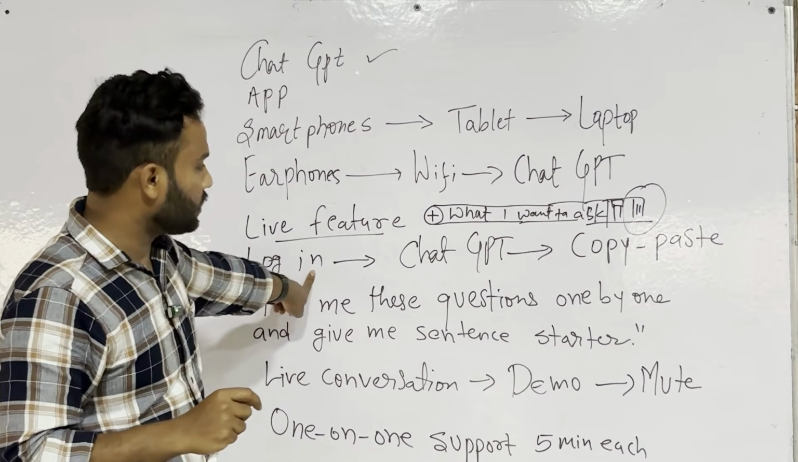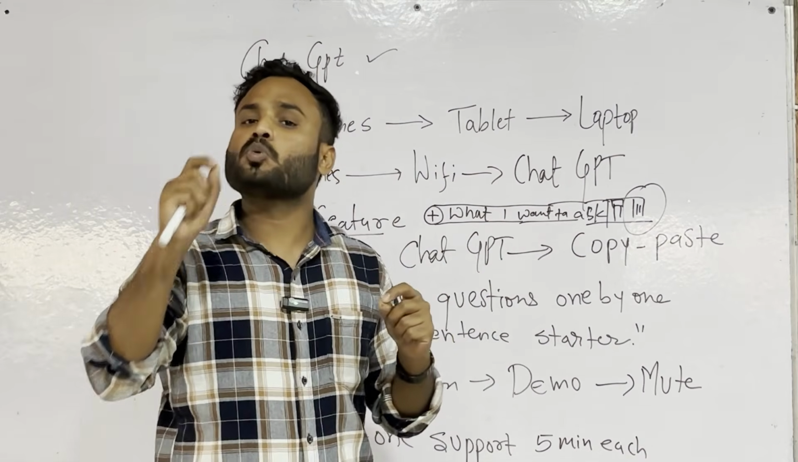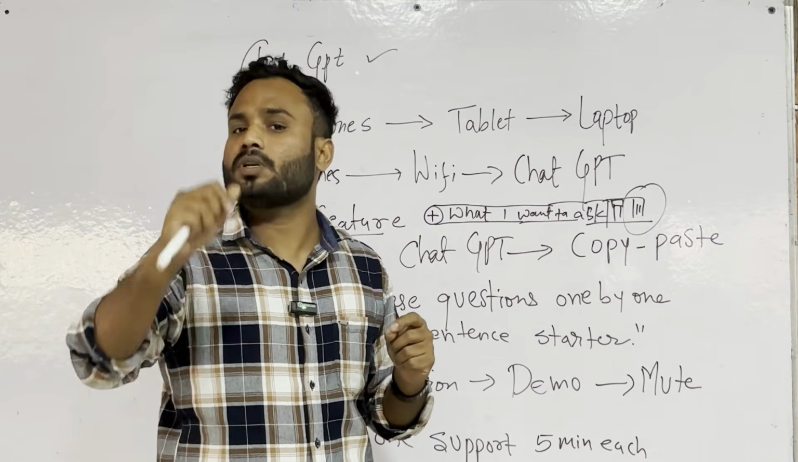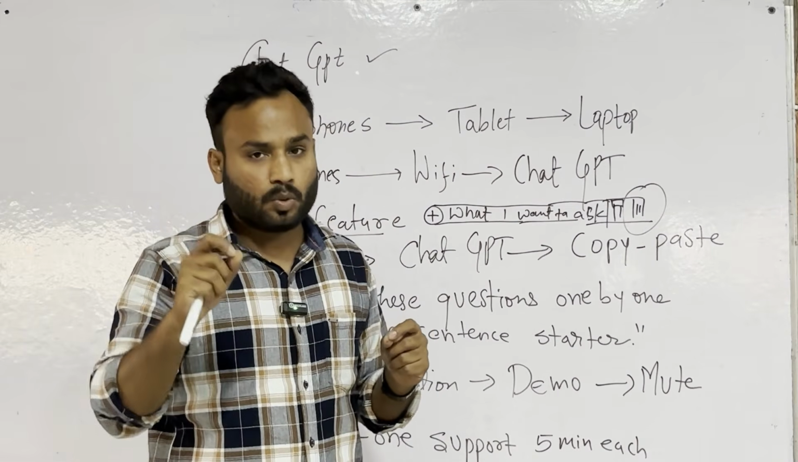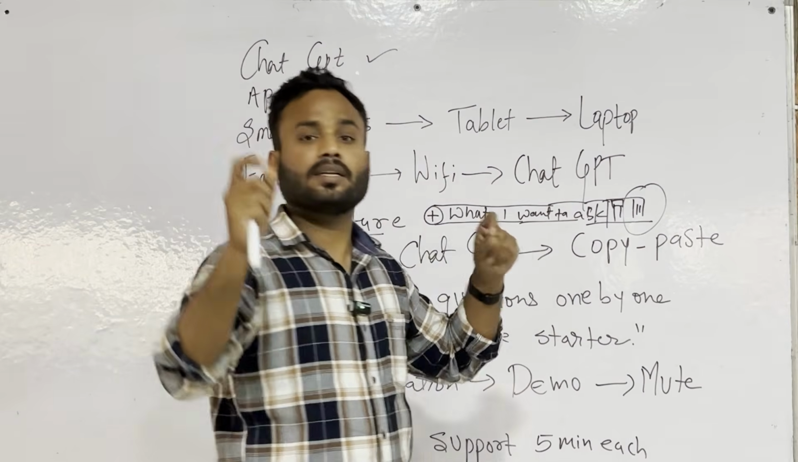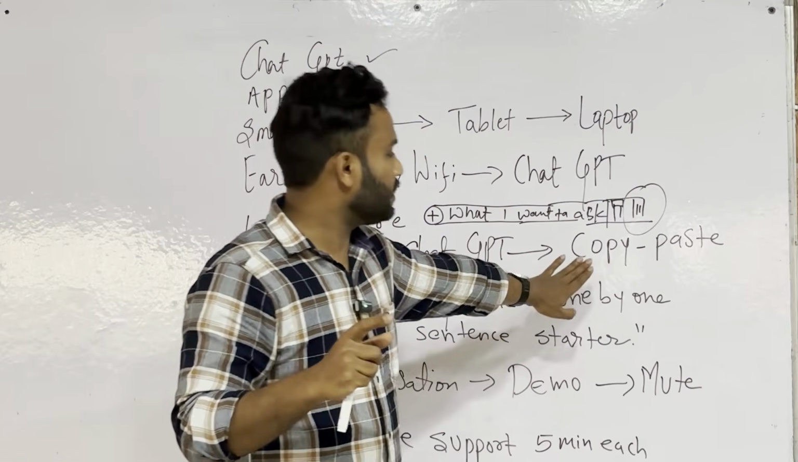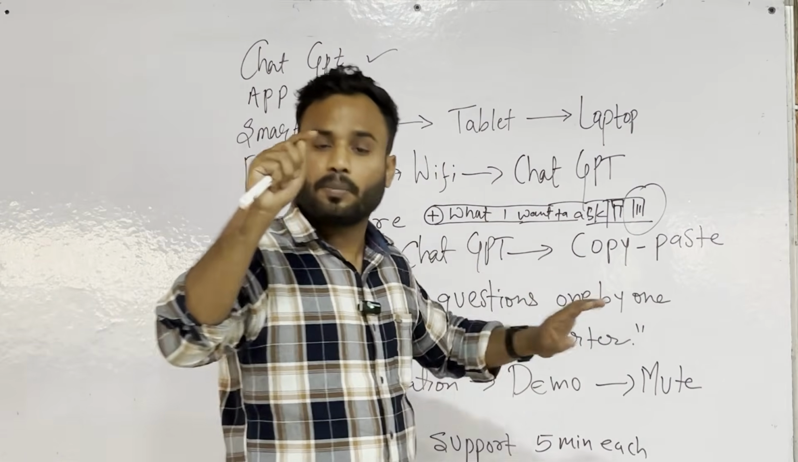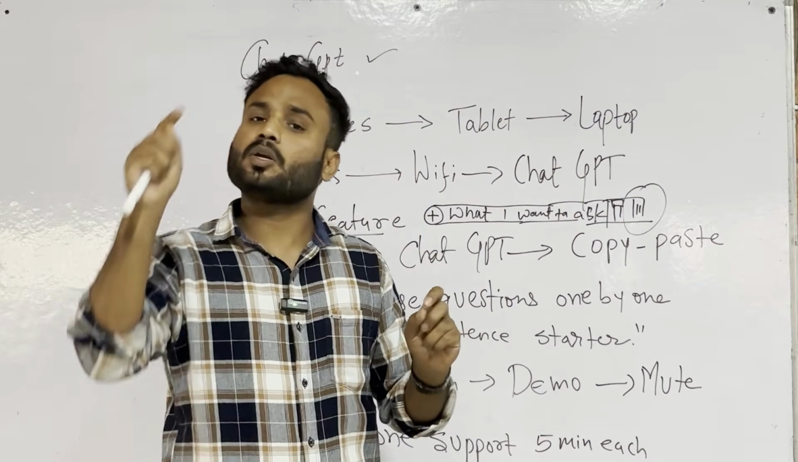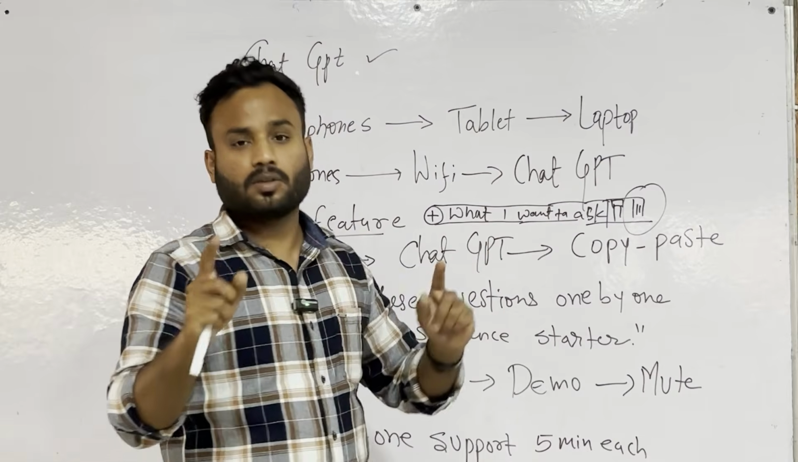Once the login part is done, explain to students, do they know how to copy and paste on their smartphone, on the tablet? If they don't know, explain it to them. Now, go to the website, take out the document, or we are going to provide you a link. Use that document, ask students to download it, and then copy from there and paste it onto ChatGPT.